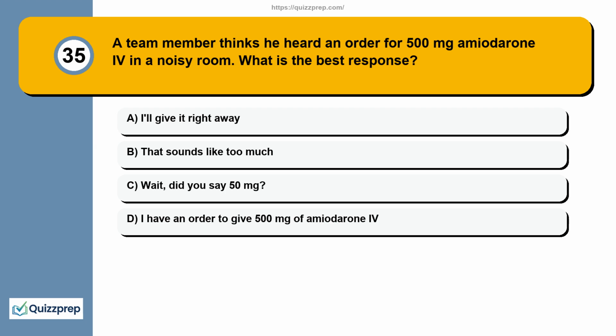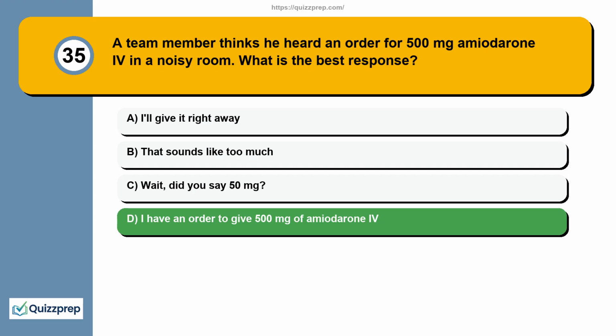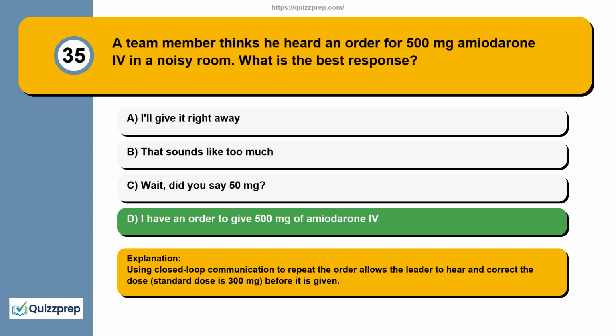Question 35. A team member thinks he heard an order for 500 mg amiodarone IV in a noisy room. What is the best response? I'll give it right away. That sounds like too much. Wait, did you say 50 mg? I have an order to give 500 mg of amiodarone IV. Using closed-loop communication to repeat the order allows the leader to hear and correct the dose. Standard dose is 300 mg, before it is given.